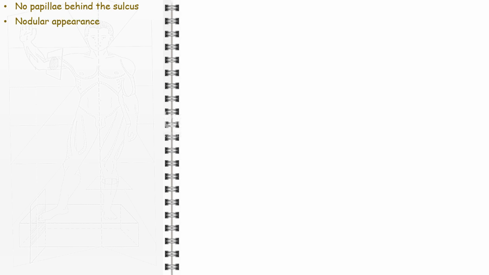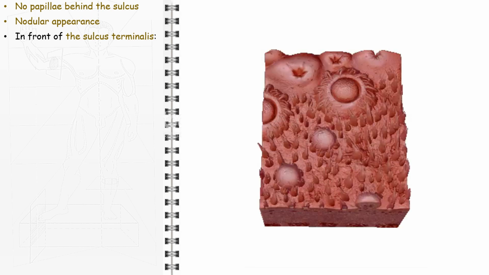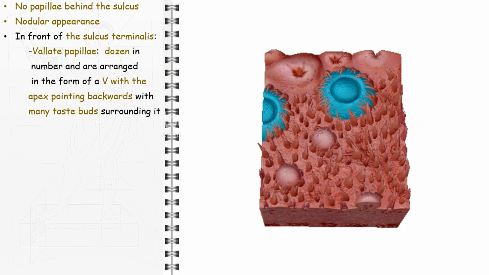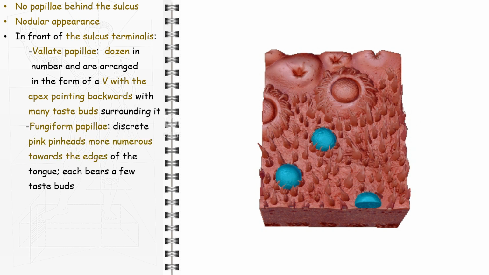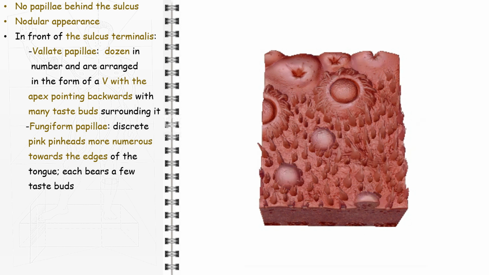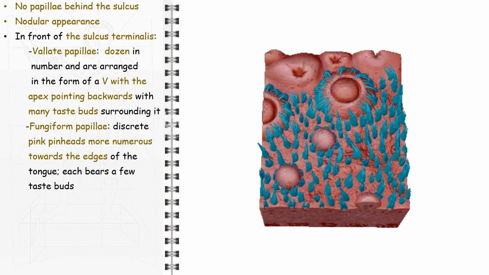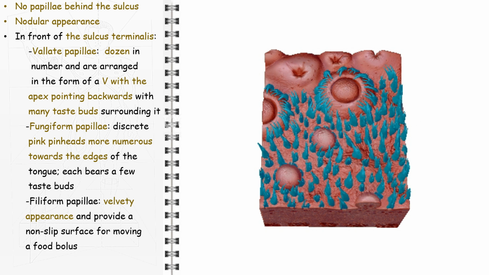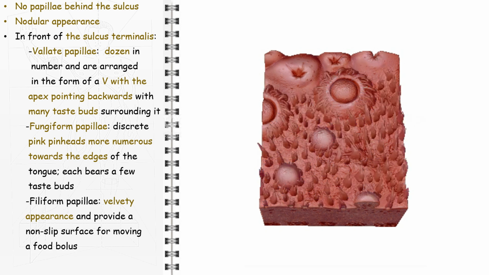In front of the sulcus terminalis, the vallate papillae, a dozen in number, are arranged in the form of a V with the apex pointing backwards, with many taste buds surrounding them. The fungiform papillae are discrete pink pinheads more numerous towards the edges of the tongue. Each bears a few taste buds. The filiform papillae have a velvety appearance and provide a non-slip surface for moving a food bolus.